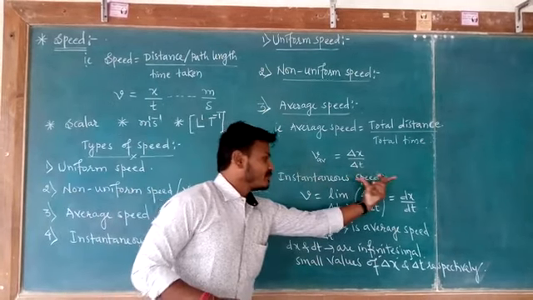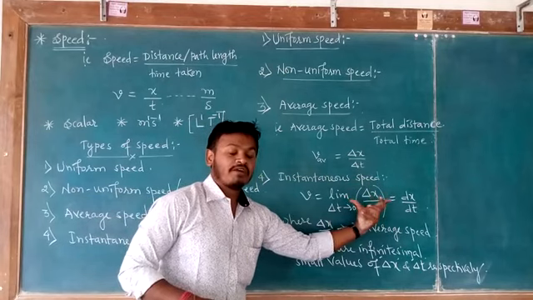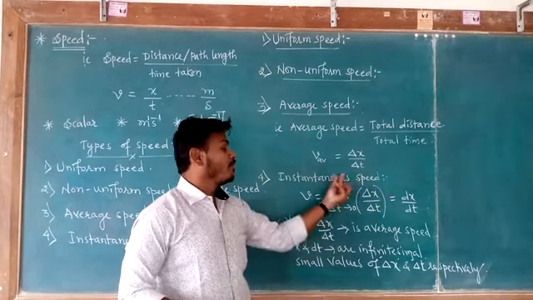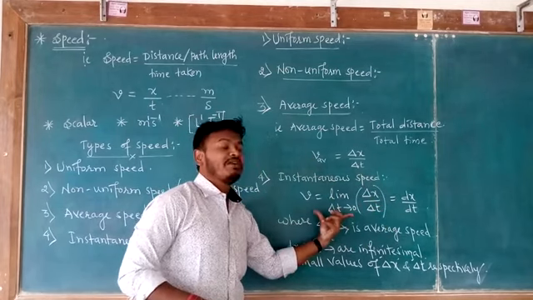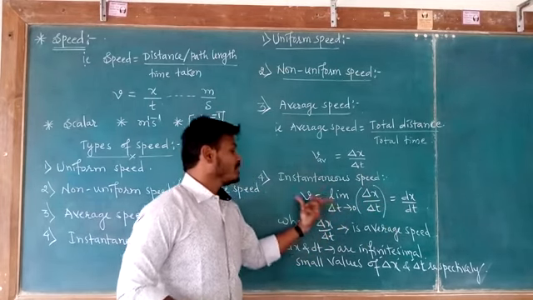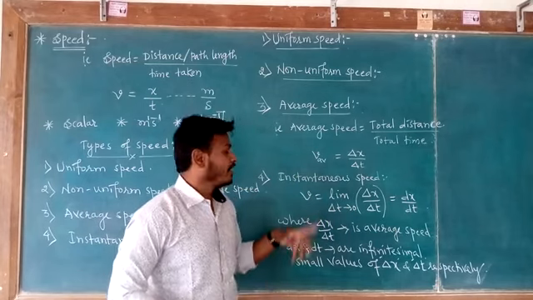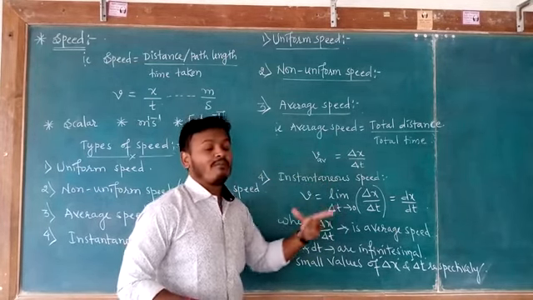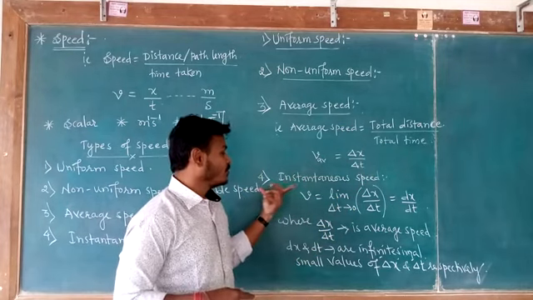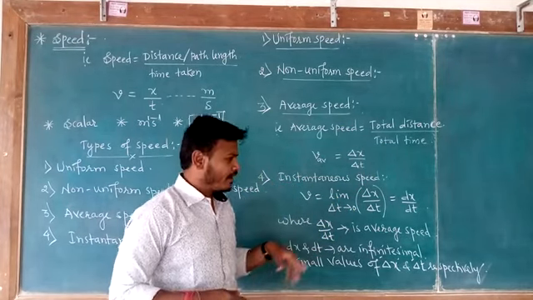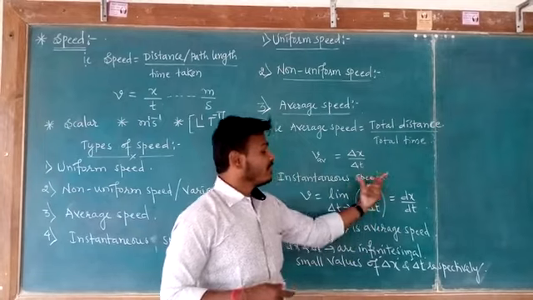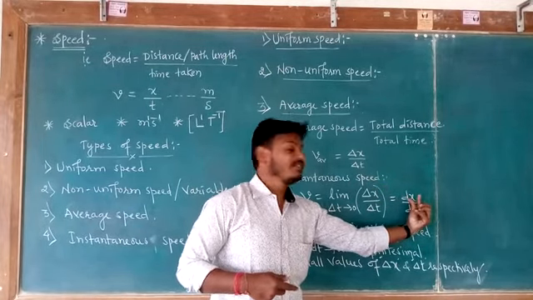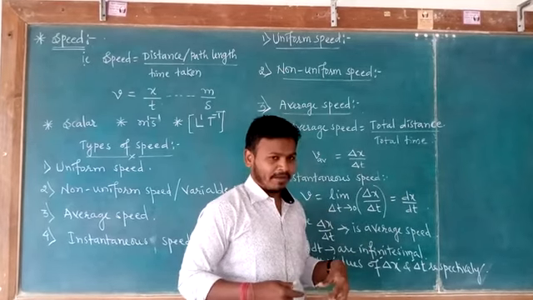Instantaneous speed means the speed of a body at a particular instant of time, or the limit of average speed when the time interval is infinitesimally small. In other words, when a body is moving with a variable speed, the speed of the body at a particular instant of time is known as instantaneous speed. By this equation, the time rate of change of distance covered by a body is the instantaneous speed of the body.